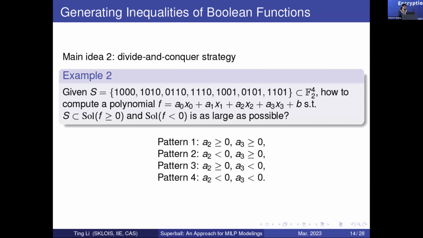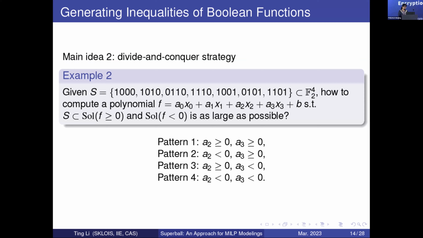So to make the problem easier to solve, we use a divide and conquer strategy. We can divide the coefficients into many patterns by fixing the signs of the coefficients, and then the problem can be simplified and the constraints are reduced.